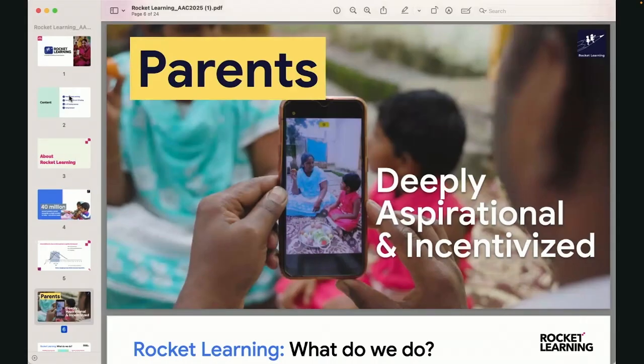And what we do is basically we use WhatsApp to engage with kids. The idea is that today, in India, about 80% of parents who are at the bottom of the pyramid, whose kids go to government schools.